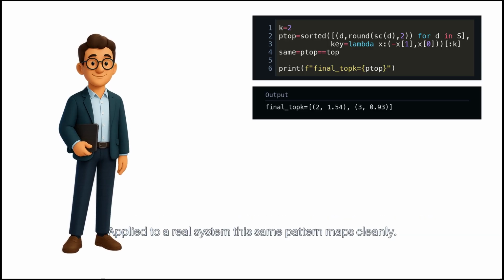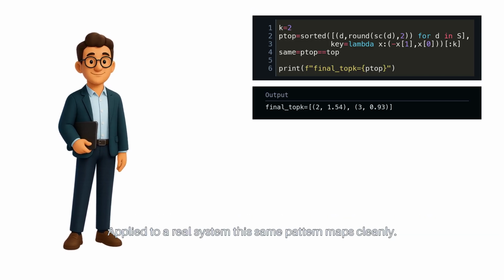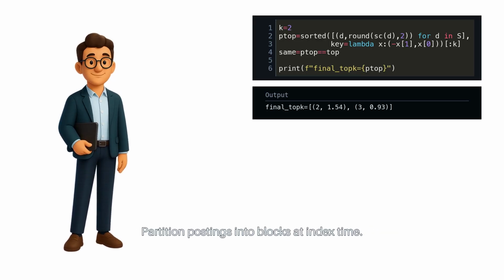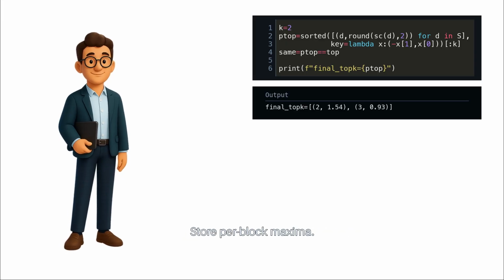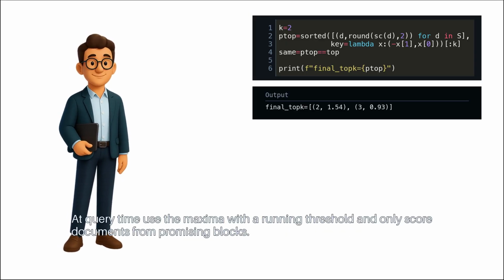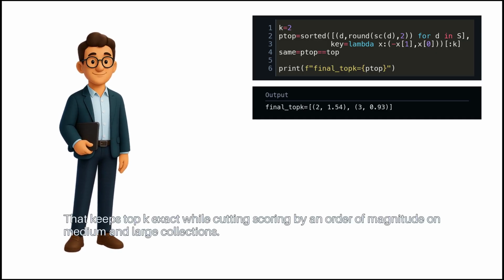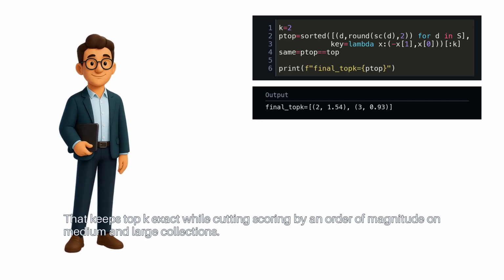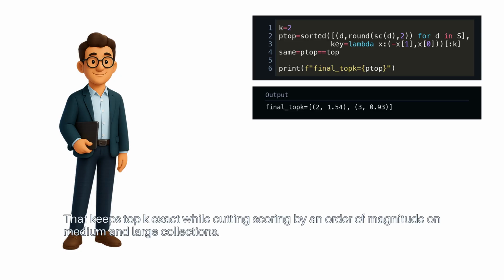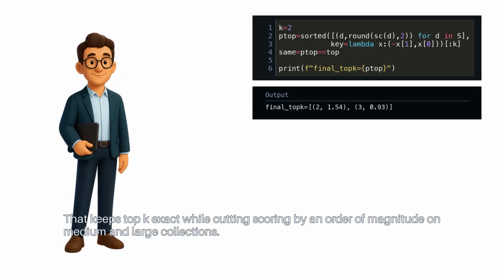Applied to a real system, this same pattern maps cleanly. Partition postings into blocks at index time. Store per block maxima. At query time, use the maxima with a running threshold and only score documents from promising blocks. That keeps top K exact, while cutting scoring by an order of magnitude on medium and large collections.